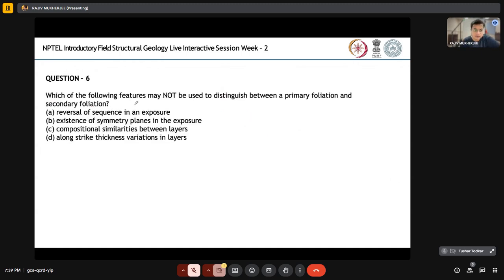Okay, so moving on to the next question, question number 6. Which of the following features may not be used to distinguish between a primary foliation and secondary foliation? Option A, reversal of sequence in an exposure; B, existence of symmetry planes in the exposure; C, compositional similarities between layers; D, along-stripe thickness variations in the layer.